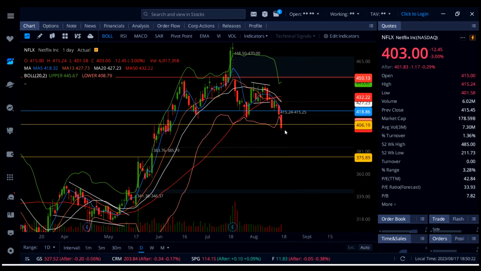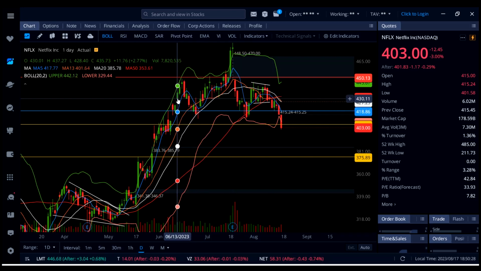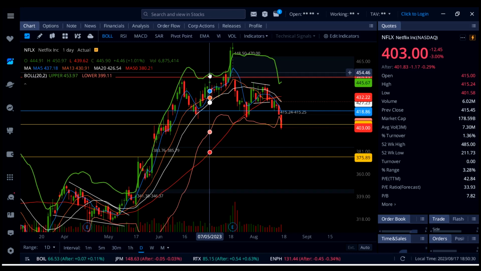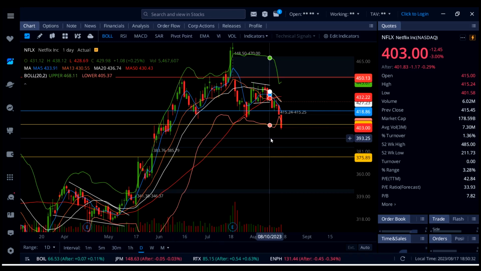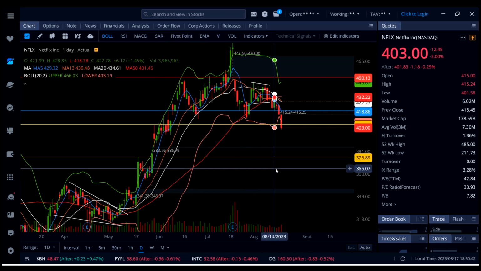We also have resistance at 418 right here, blue line 5 SMA. Now we do have this head and shoulders that is playing out on Netflix, and if this thing actually plays out all the way down, you could see a lot more downside below 400, all the way down to 383.76, this gap down here, and then 375.